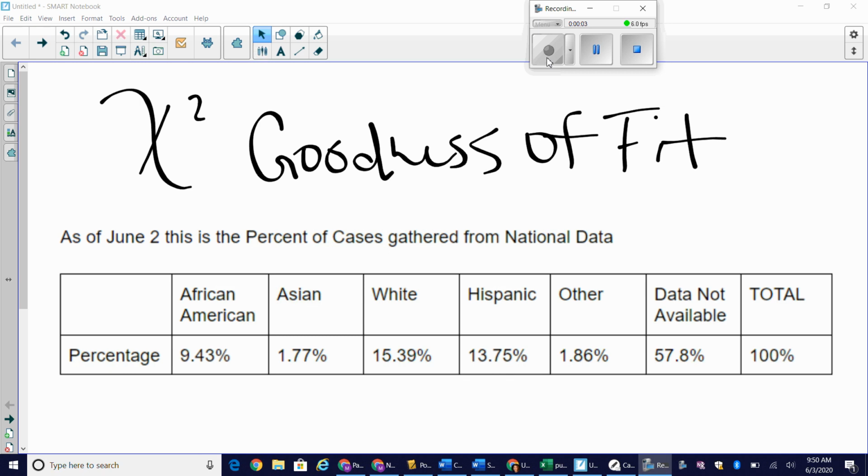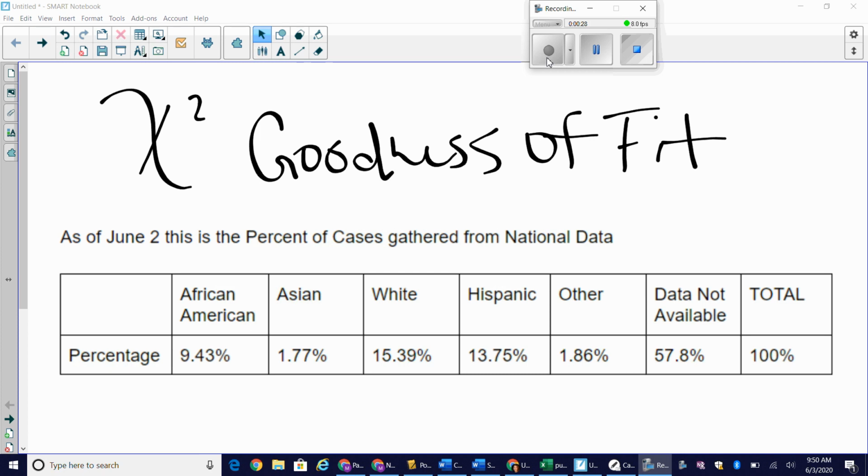I wanted to use some COVID data that I've been looking at and show you how you can incorporate chi-square goodness of fit into what we're seeing in Maryland versus what we're seeing nationally with the breakdown of COVID. So this is data as of June 2nd, the percentage of cases gathered from national data.